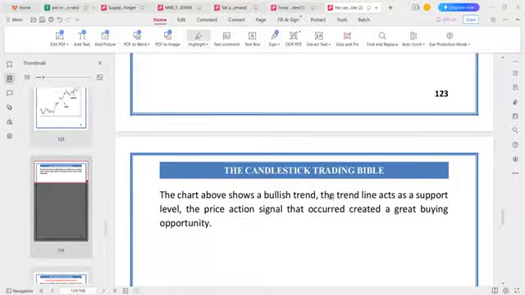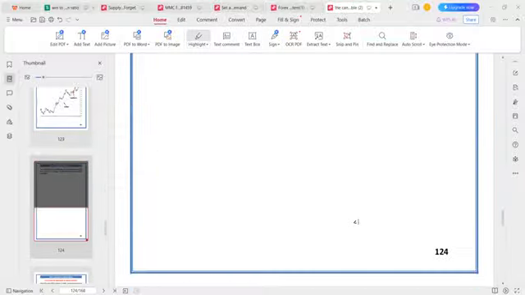The chart above shows a bullish trend. The trend line acts as a support level. The price action signal that occurred created a great buying opportunity.